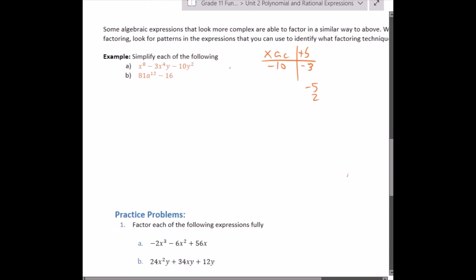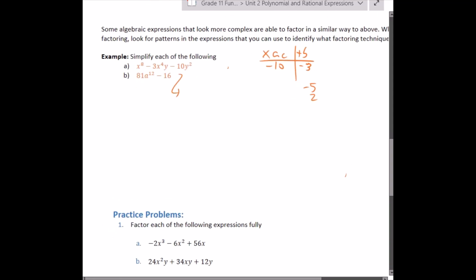We're looking for two values here, -5 and 2. We're going to split that -3 up. So it's x to the power of 8 minus 5x to the power of 4 y, you keep the same variables, plus 2x to the power of 4 y minus 10y squared. Again, we're going to split in half and factor out the common factor on both sides. The common factor on the left here is x to the power of 4. x to the power of 8 divided by x to the power of 4 is x to the power of 4. And minus 5x to the power of 4 y, factoring that out, is just going to be minus 5y.